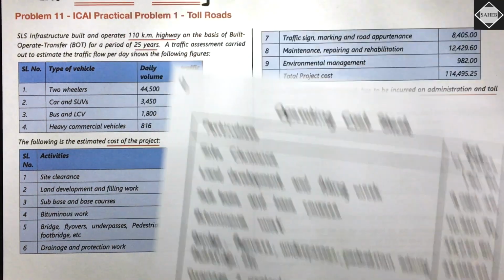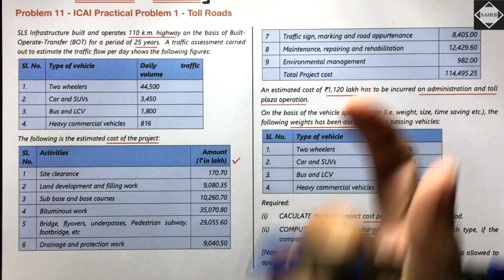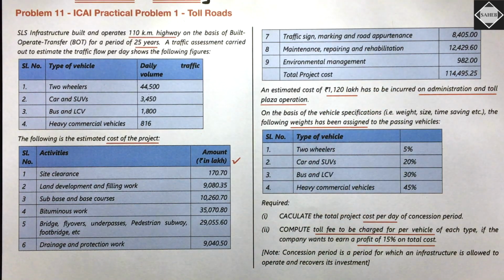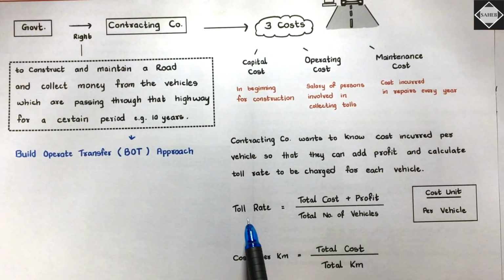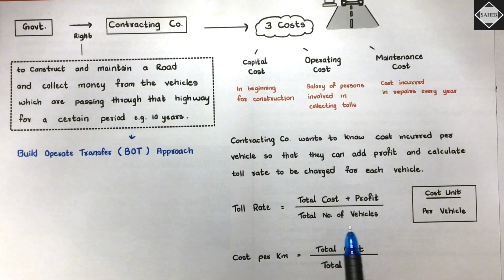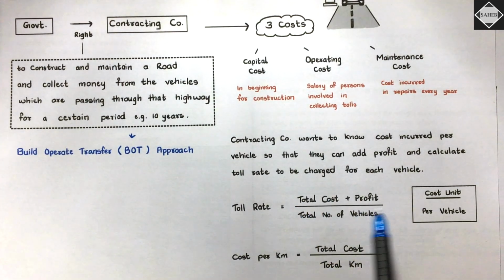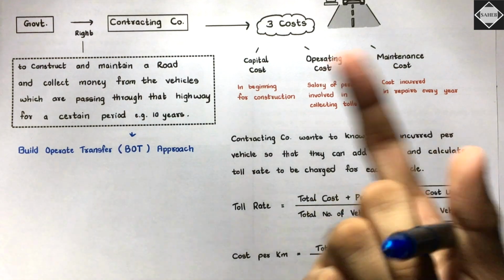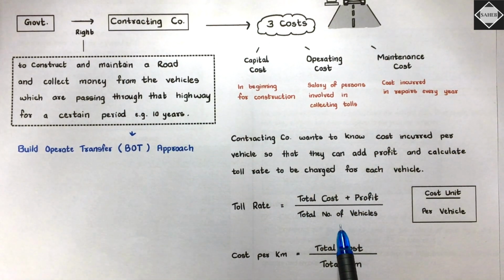Now coming to the second requirement. What are they asking in second requirement? The toll fee, the toll rate. How do you calculate the toll rate? Let's just go to the concept of toll roads. See here, to calculate the toll rate, what do you have to do? You have to take total cost plus profit and divide by total number of vehicles, isn't it? You need total revenue in the numerator, total revenue or total sales, you can say total takings. Yeah, that's what you need. And you have to divide by the total units.